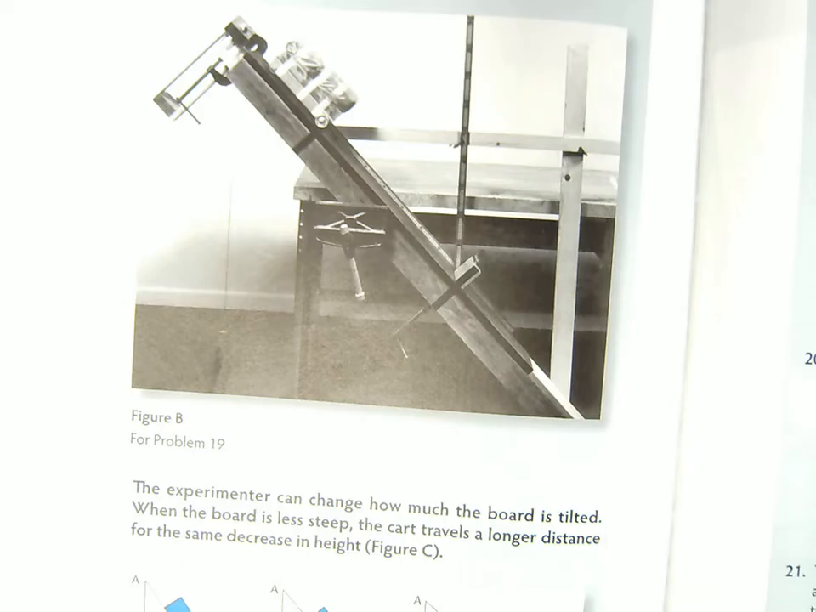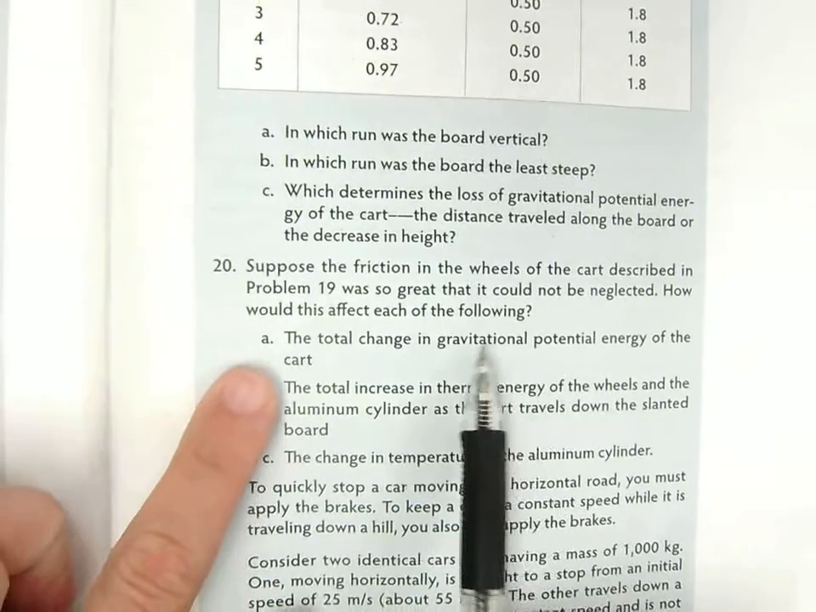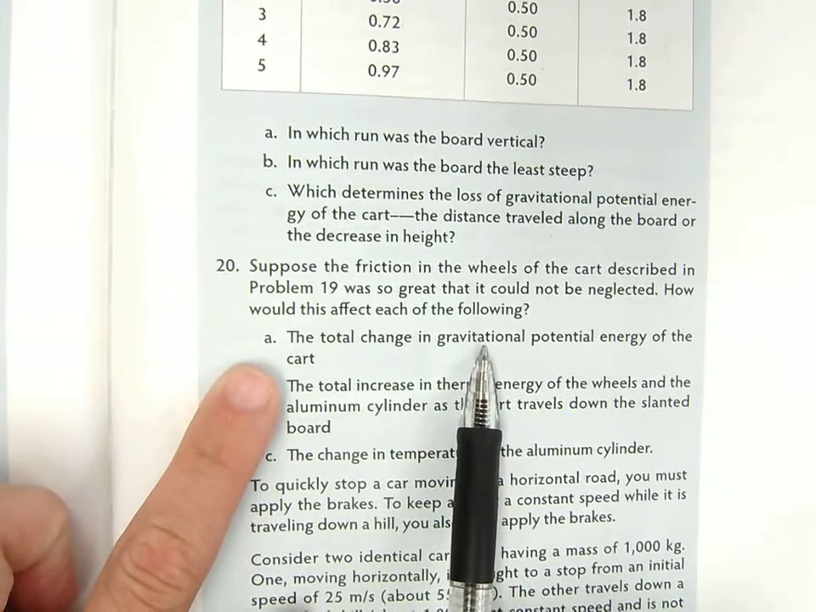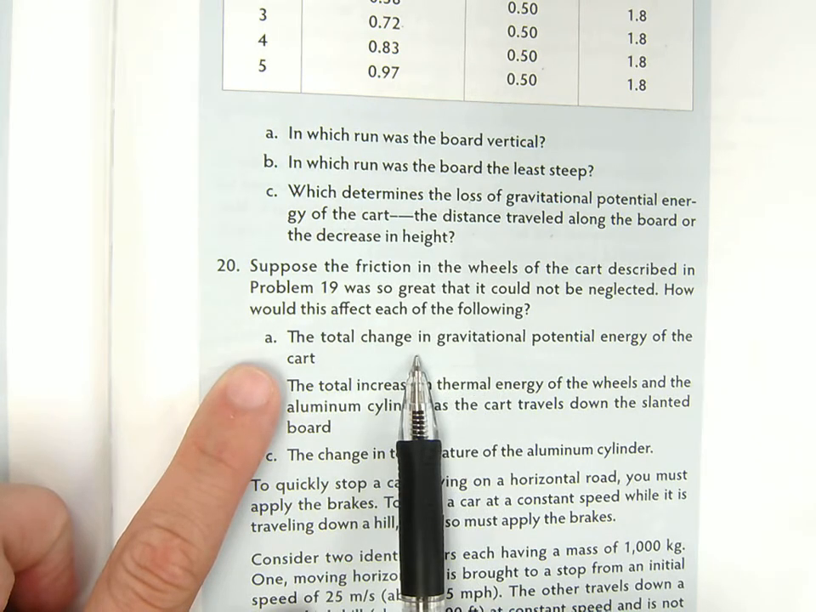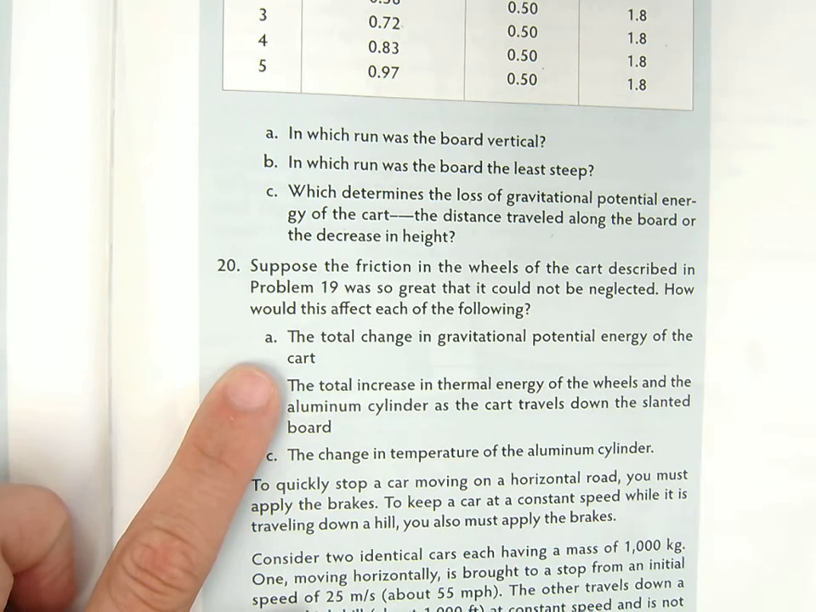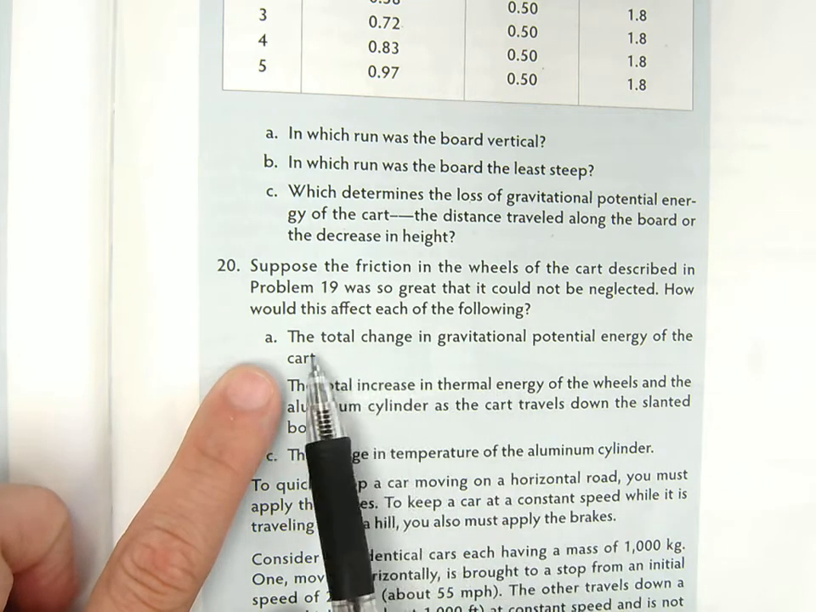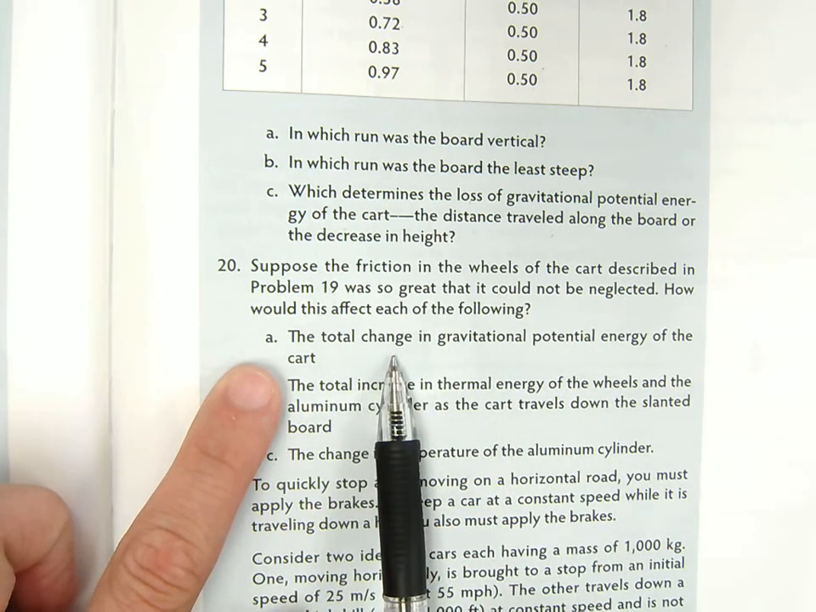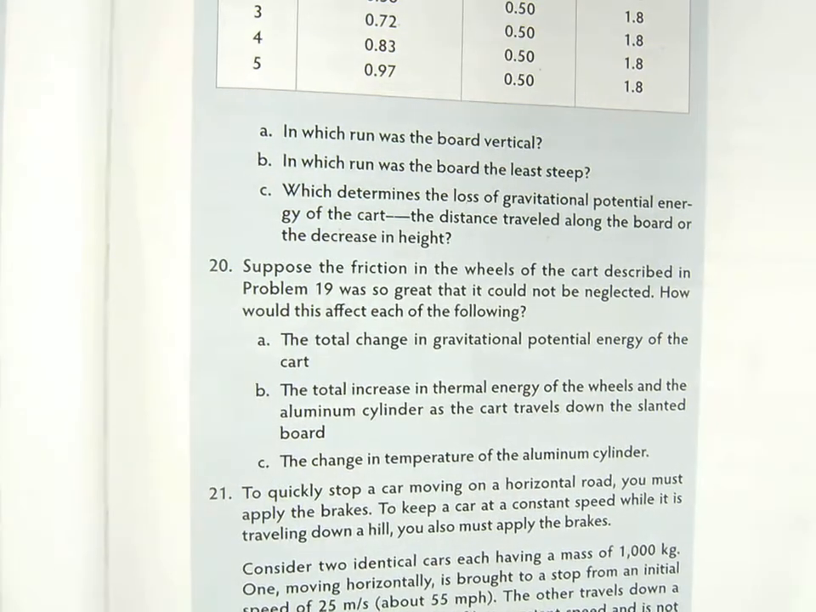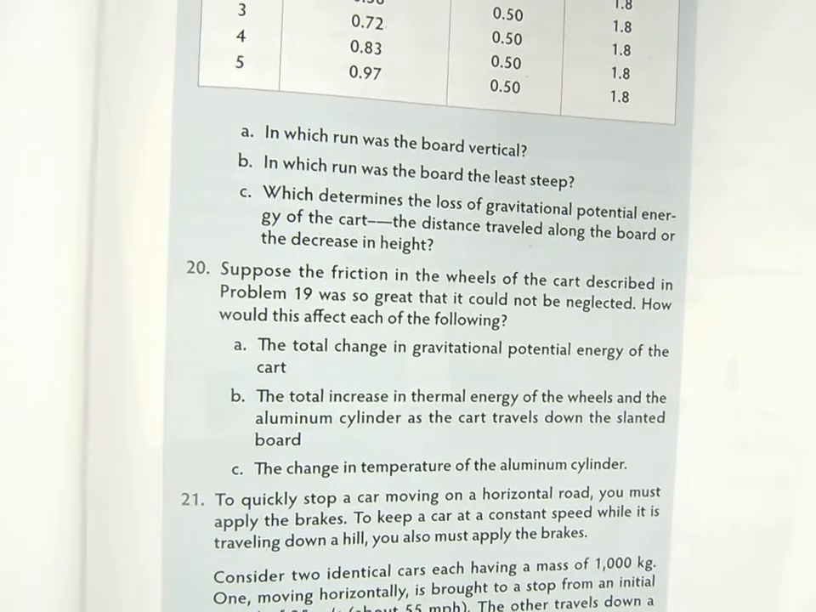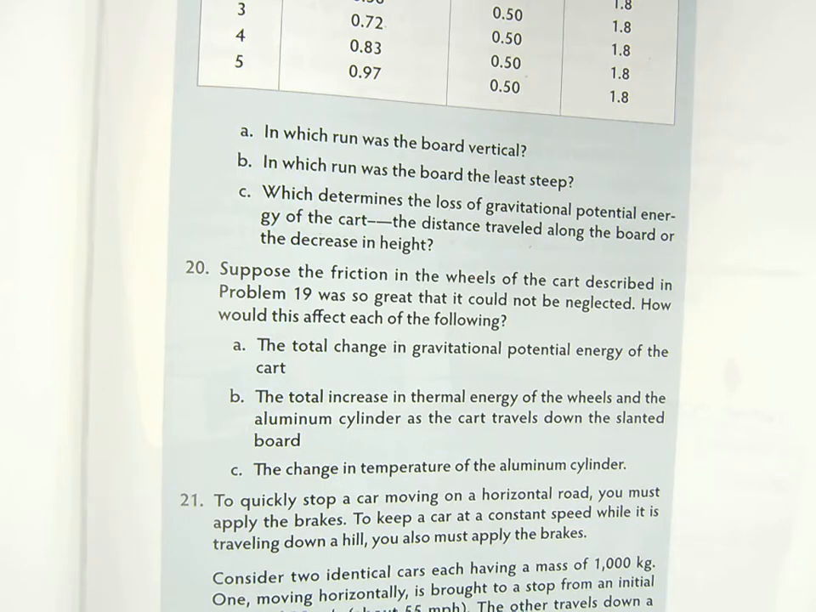So the total change in gravitational potential energy. The total change in gravitational potential energy would be the same, because if it starts with a certain amount, regardless of what it's being converted to, by the time it hits the ground, all of it has been transferred somewhere. So the total change in gravitational potential energy should be exactly the same, regardless of where it's going. Let me just make sure. Yeah, it stays the same.